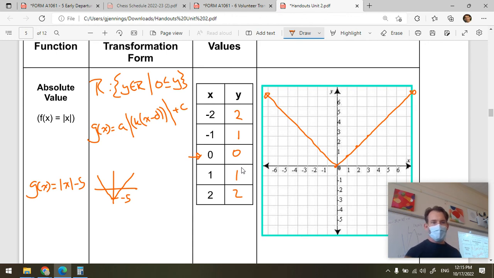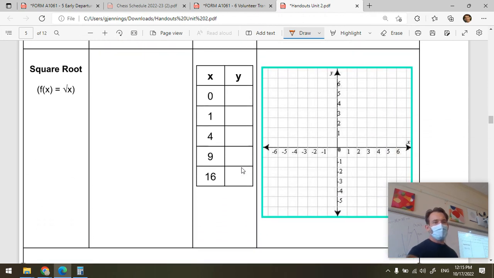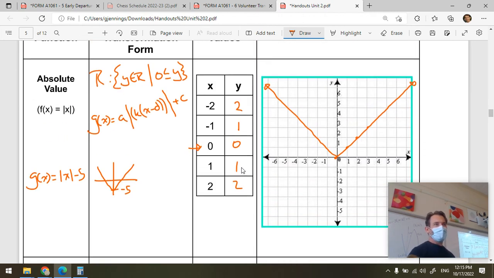Okay, let's take a look at another one. I'll let you copy down that transformation form, and then we keep going.